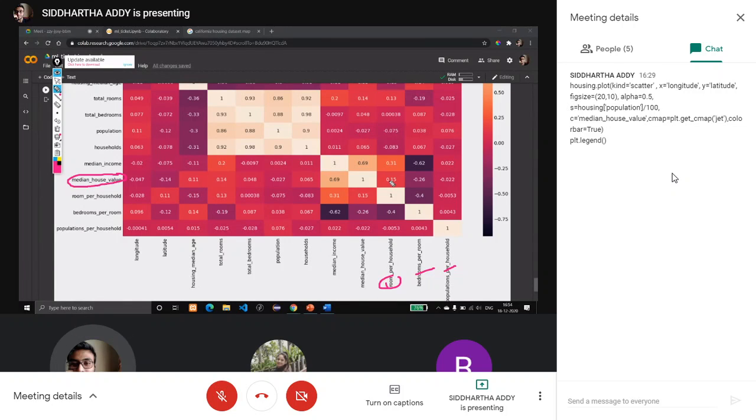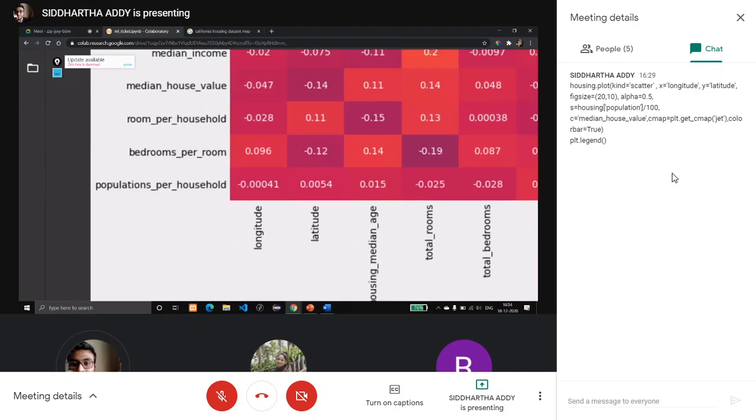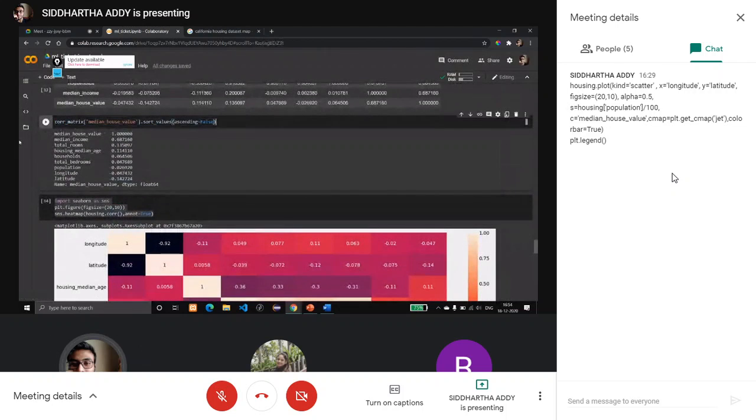Now if you look at it, the total bedrooms, total population, households, the rooms per household is more positively correlated with median house value than its parents, the variables from which it is created. So now you have created an attribute which is more correlated than the already existing attributes. Let me pull up that particular code from here.